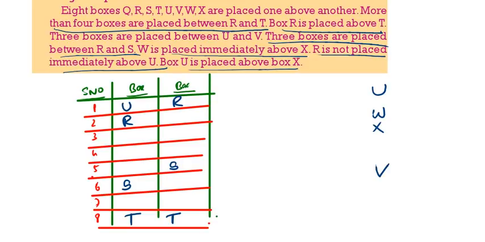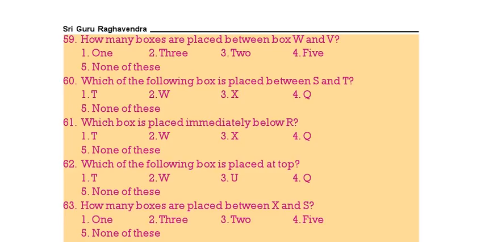So if we take U here, there are 3 boxes between U and V. 1, 2, 3. Here we will get V. Here we will get W, X. Here we will get Q. Now come to the second case. Here if we take U, take 3 gap V. If you take W, X. W is placed immediately above X. Then R is not placed immediately above U, but here R is placed immediately above U. So this one is wrong. This one is correct. Now come to the questions.